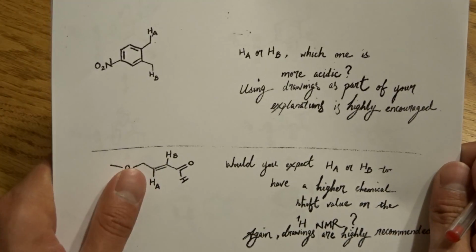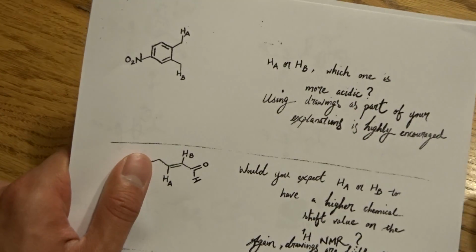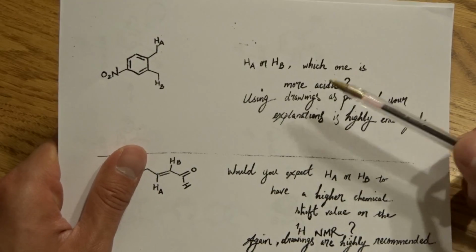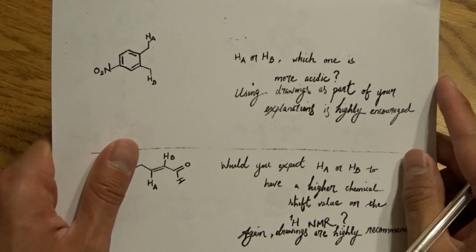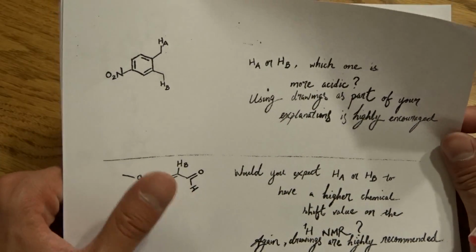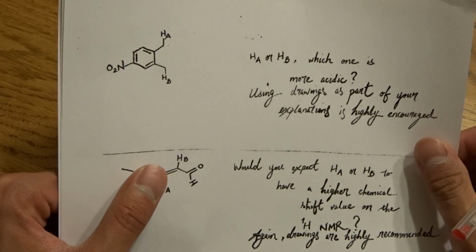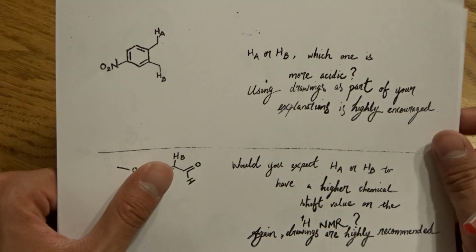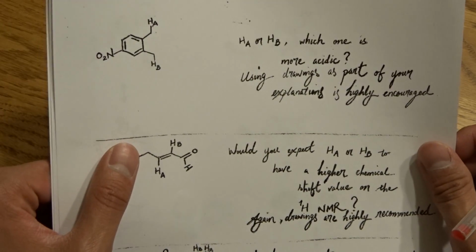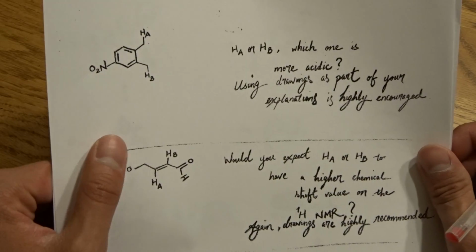For this next problem, I have hydrogen A and hydrogen B sticking off the methyl group there. Which one is more acidic? And I highly encourage you guys to use drawings as part of your explanation, because you're gonna have to. It's, I would say, more efficient than writing a paragraph. Okay, so which one is more acidic?